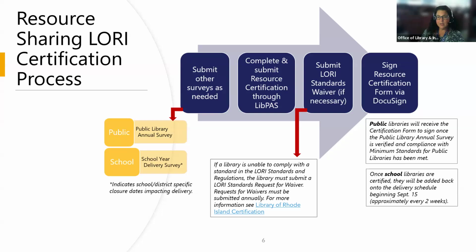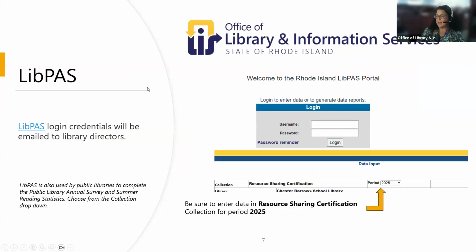Again, public libraries will not get theirs until the public library survey data has been verified and that the minimum standards have been met. And then once we get the all clear that that has been completed, we will then send out the certification form for you to sign. And feel free to stop me along the way if anybody has any questions.